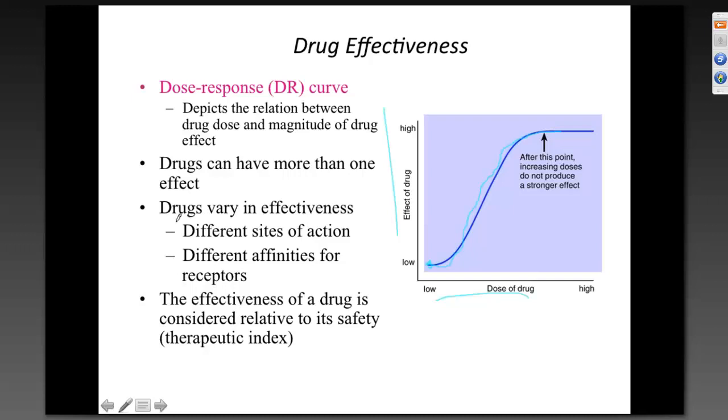Now, over here we see drugs vary in effectiveness. This is because there are different sites of action, that is to say, different receptors. One drug may have an affinity for one specific receptor, and we would call that being selective. And another drug may have an affinity for several types of receptors, and we would call that a non-selective drug. And which of those it is will determine how effective it is with a certain dose.